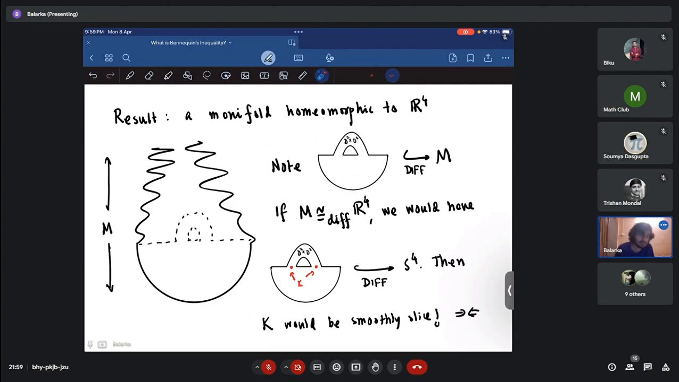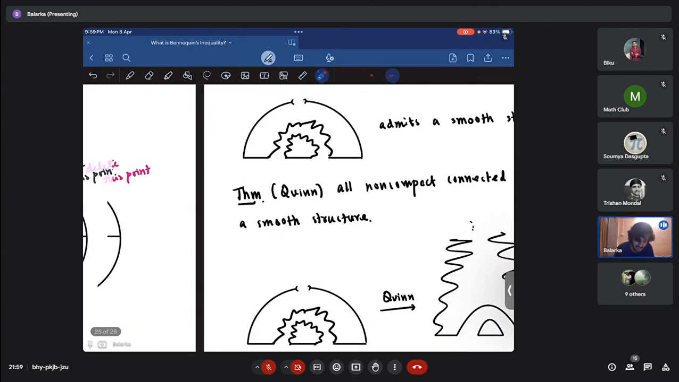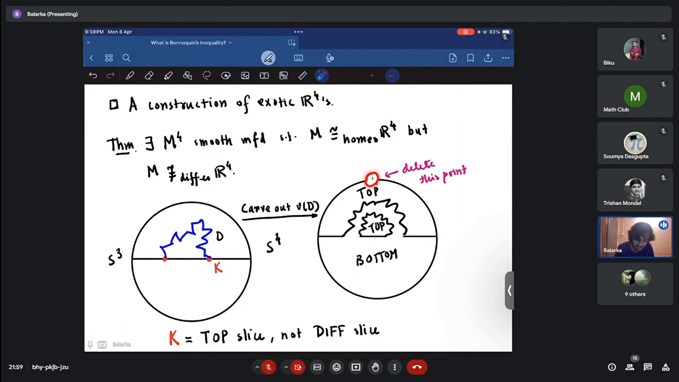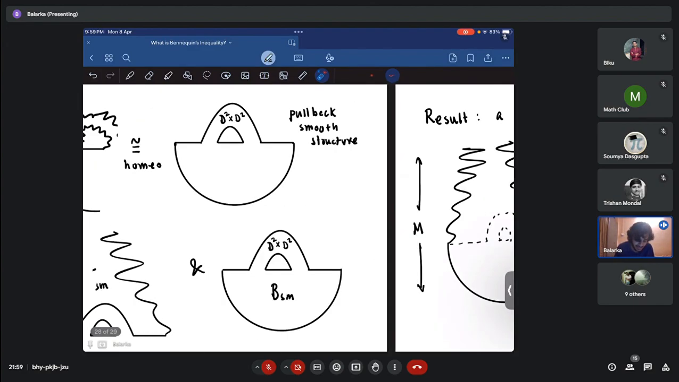Why? Because essentially I've done nothing but delete this point, right? Topologically, I've done nothing but delete this point, and the rest was playing around with the smooth structure here and here. So it's just S4 minus a point. It's R4 topologically, but the smooth structure is extremely different. Why?